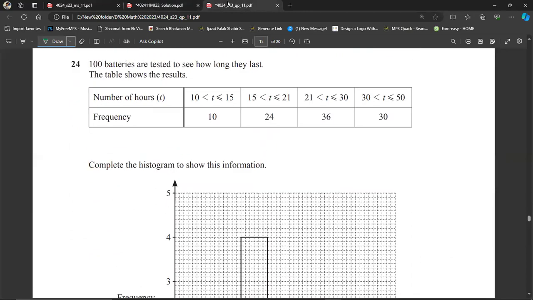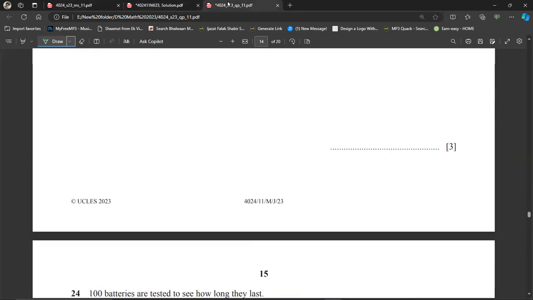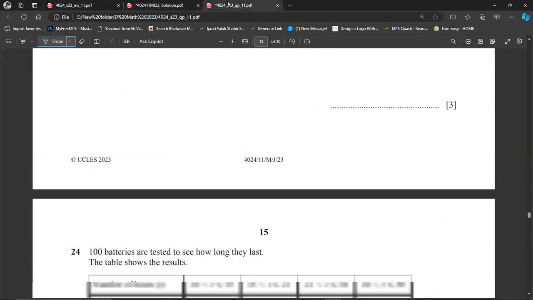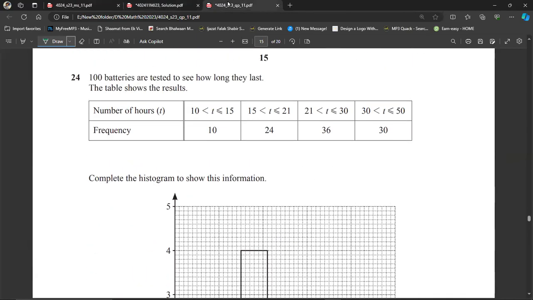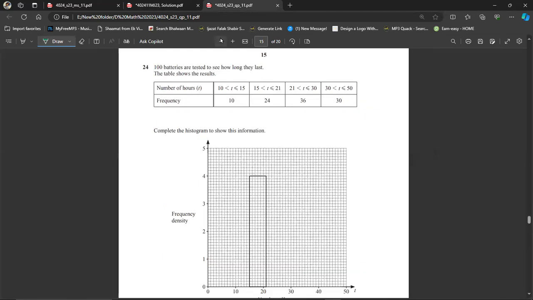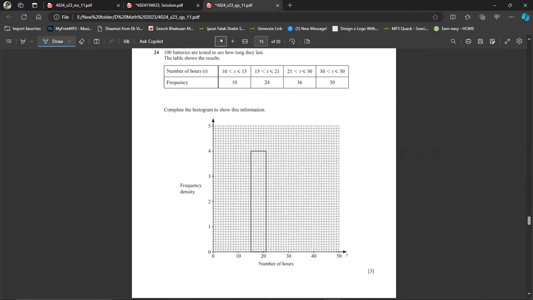Question number 24. He says 100 batteries are tested to see how long they last. The table below shows number of hours, 10 to 15 hours, such 10 batteries. 15 to 20 hours life, such are 24 batteries. 21 to 30 hours life, such are 36 batteries. 30 to 50 hours life, there are 30 batteries. Their question is complete the histogram to show this information.